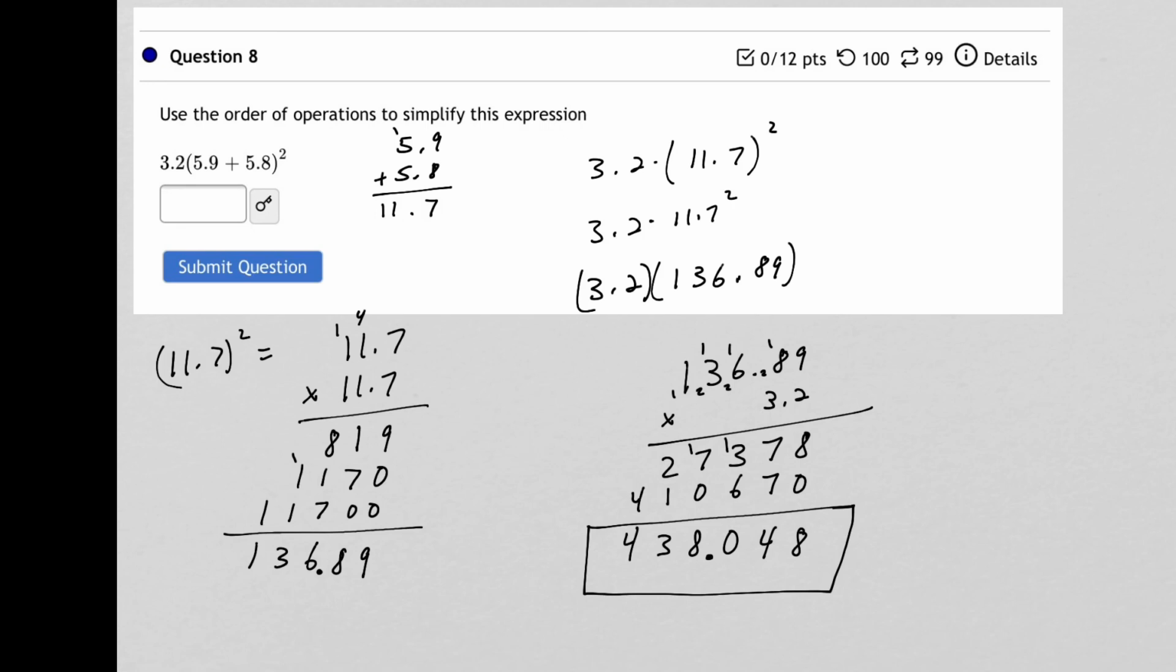So that's it for this section. Next section, we will look at dividing decimals, and that will wrap up the module on decimals. Thanks.